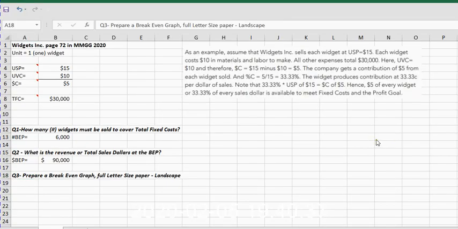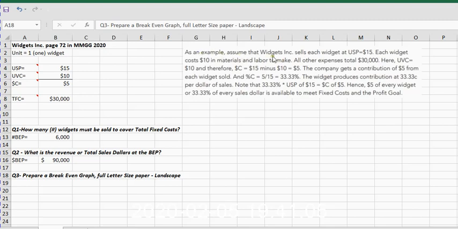I'm going to help by providing a spreadsheet to first work through the Widgets Inc. problem on page 72 in the MMGG 2020 book. It's not really a yellow highlighted case like we normally see. It's just simply there on the middle of the page to begin a very simple example of how to calculate break-even in numbers and break-even in dollars.